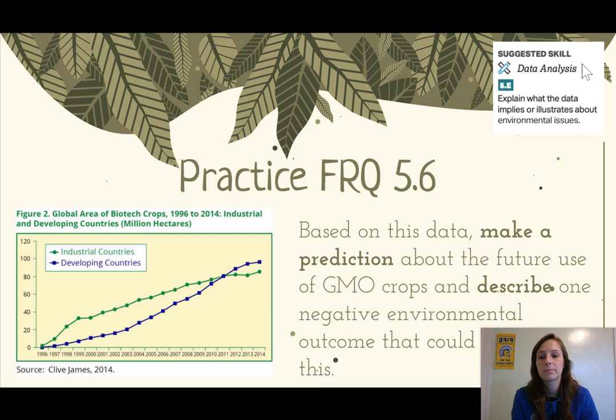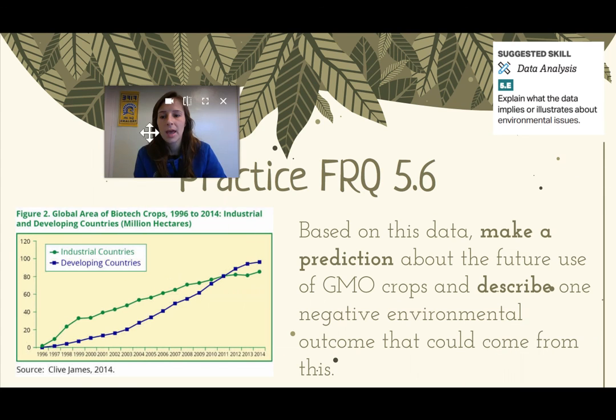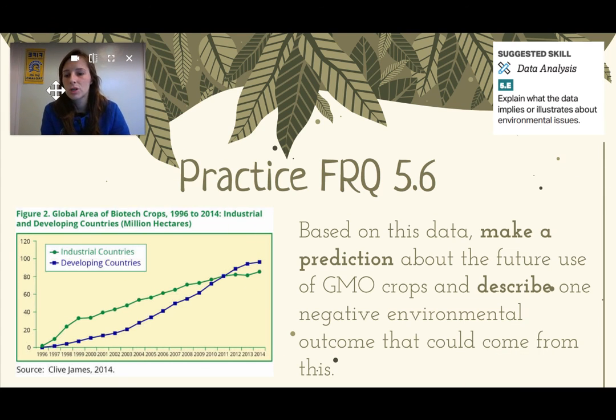So this is going to be your practice FRQ for 5.6. I want you to look at this data here, which is looking at the global area of biotech crops, which are going to be GMO crops. So based on this data, I want you to make a prediction about the future use of GMO crops and describe one negative environmental outcome that could come from this. So that'll be your practice FRQ for 5.6, and those were your notes on 5.6.